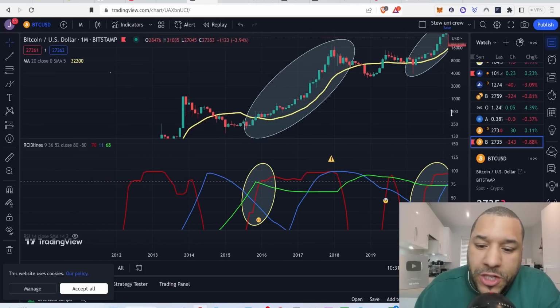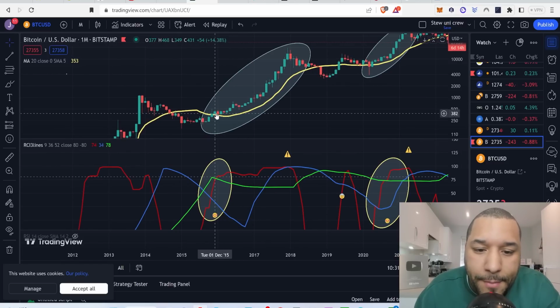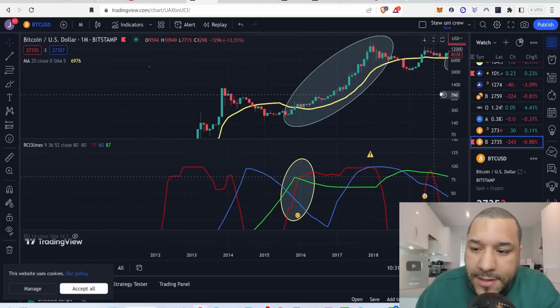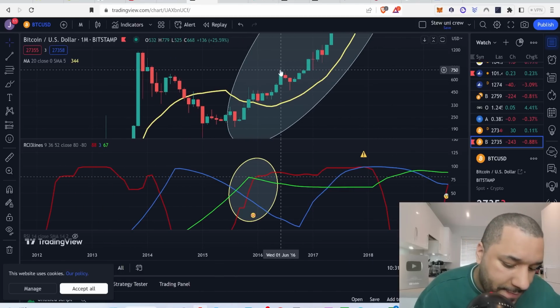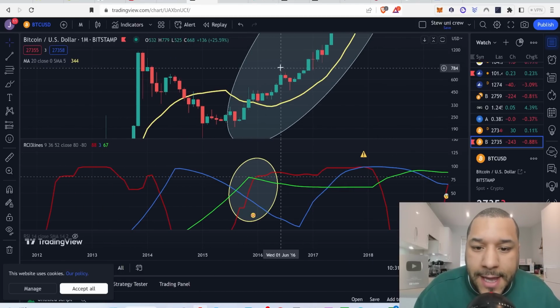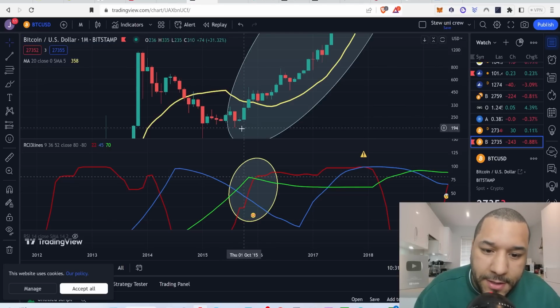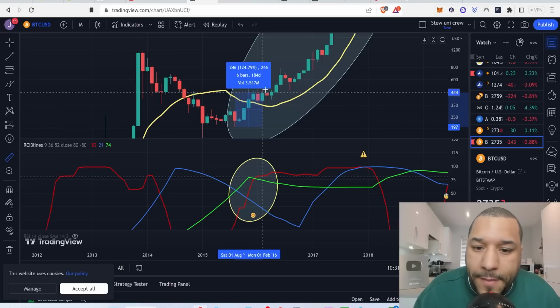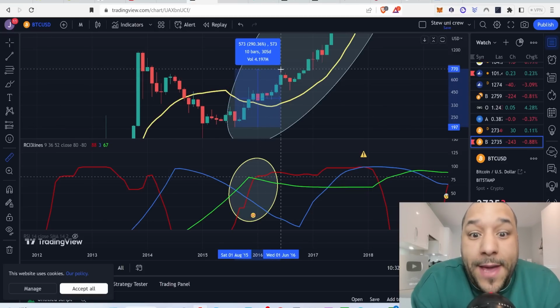So here's an example. If anyone was watching this indicator, this RCI 3 lines, and you were buying in the market, say about here, I'm just going to really zoom in on the price action, right? You were buying in on the market here. You would have rode the price from here to up here. You would have made 290% profits on your Bitcoin.